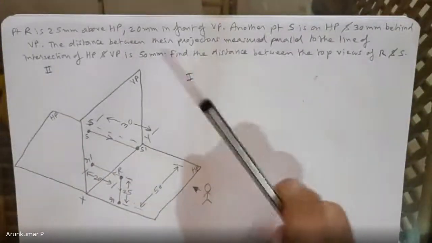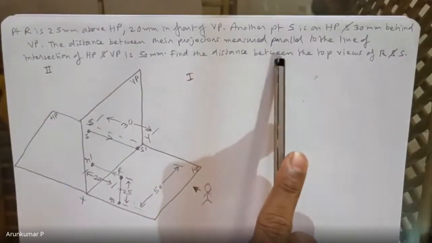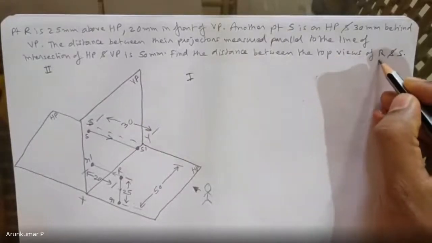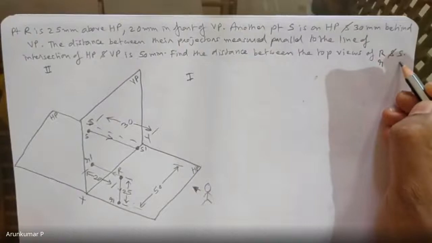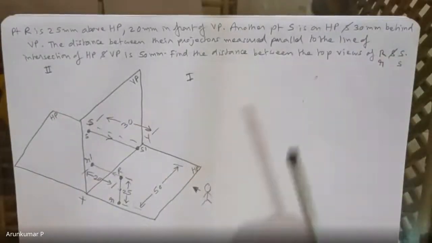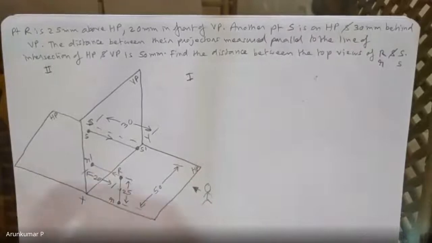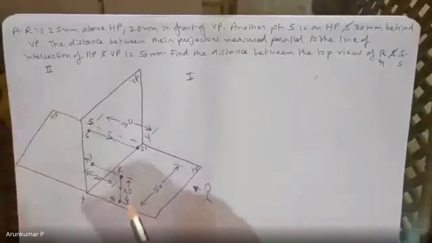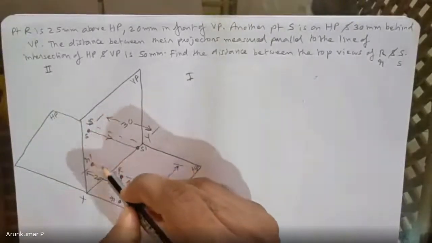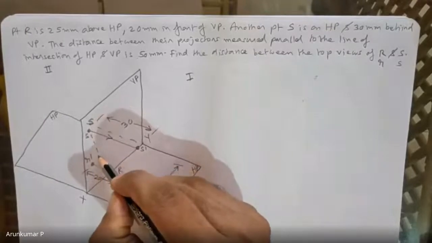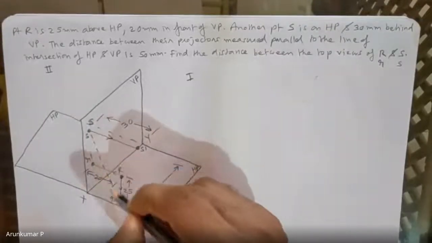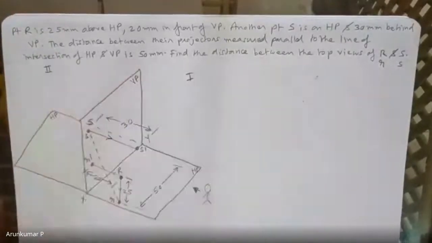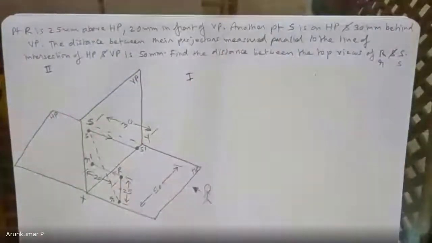Now, what you are supposed to find is the distance between the top views of R and S. What is the top view of R? Small r. What is the top view of S? Small s. You have to find the distance between these two. Where is the top view of R? This point. Where is the top view of S? This point. If you draw a line joining the two, a line like this, can you see this dotted line joining the top view of S and the top view of R? You have to find the length of this line. That is your objective.